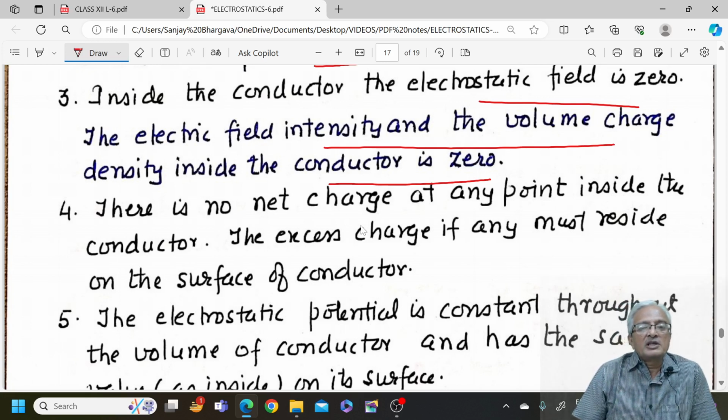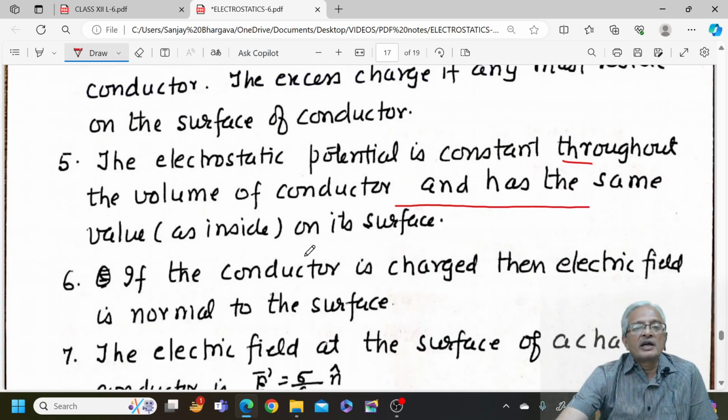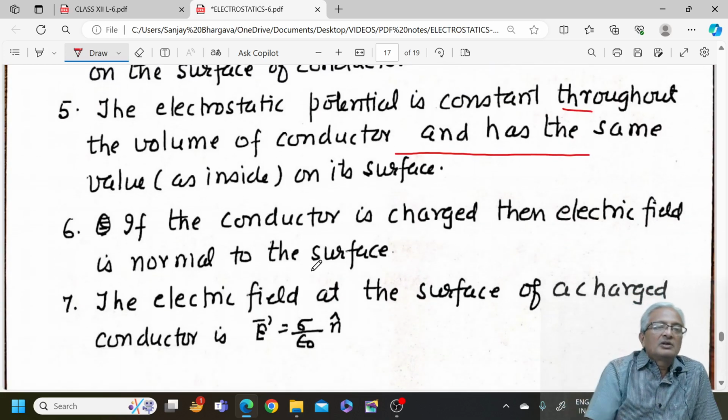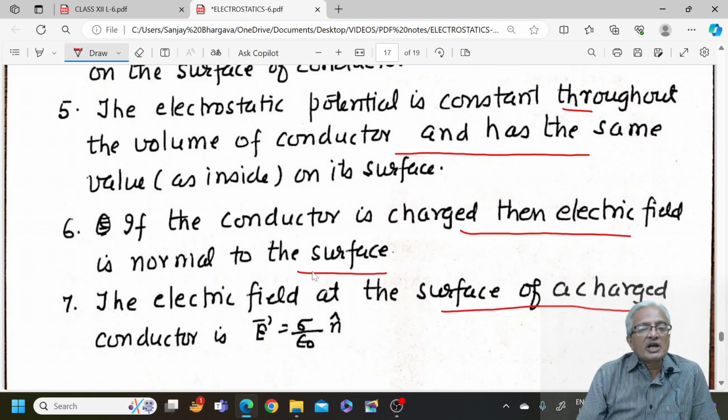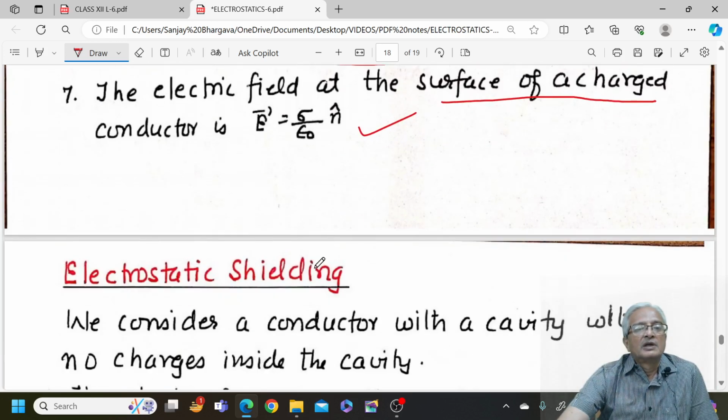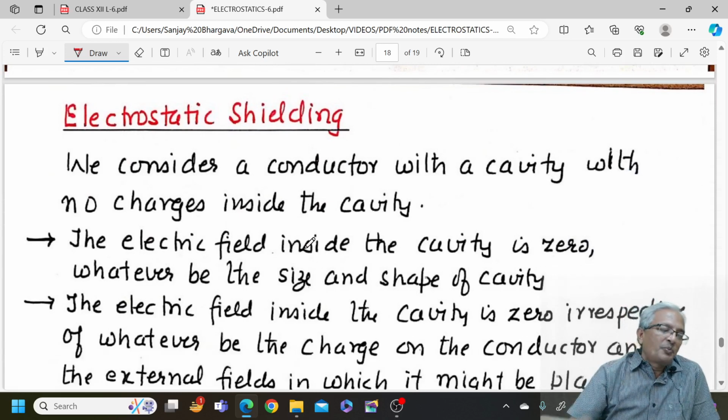The electrostatic potential is constant throughout the volume of the conductor and has the same value as on its surface. So the value of potential is the same at every point on the surface of the conductor. If the conductor is charged, then the electric field is perpendicular to the surface. The electric field at the surface of a charged conductor, E, is given by sigma upon epsilon 0 n cap. That means if you place a metal in an electric field, it behaves like an equipotential surface.